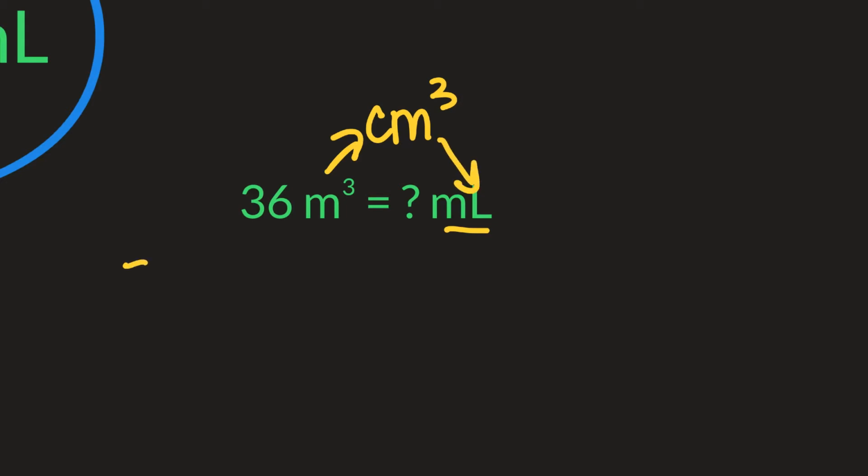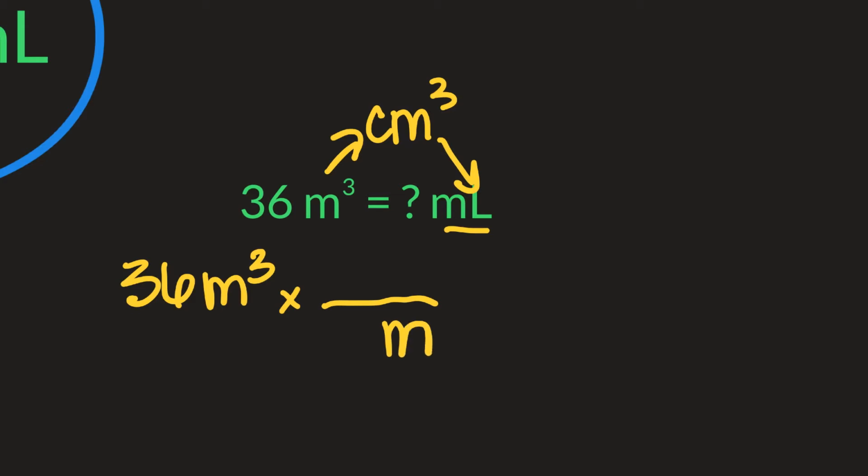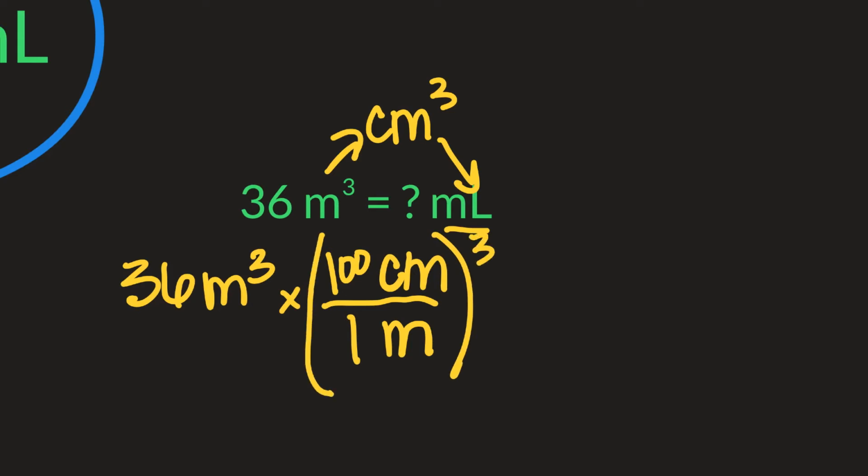So, again, start with what I know. Meters should go on the bottom. I know it's not cubed, but I'll get to that in a second. I'm going to turn it into centimeters cubed. So before I cube it, I have to look at this fact. 1 meter is 100 centimeters. Now I cube the step so that this cancels out. I am left with centimeters cubed on top, so centimeters cubed will go on the bottom.